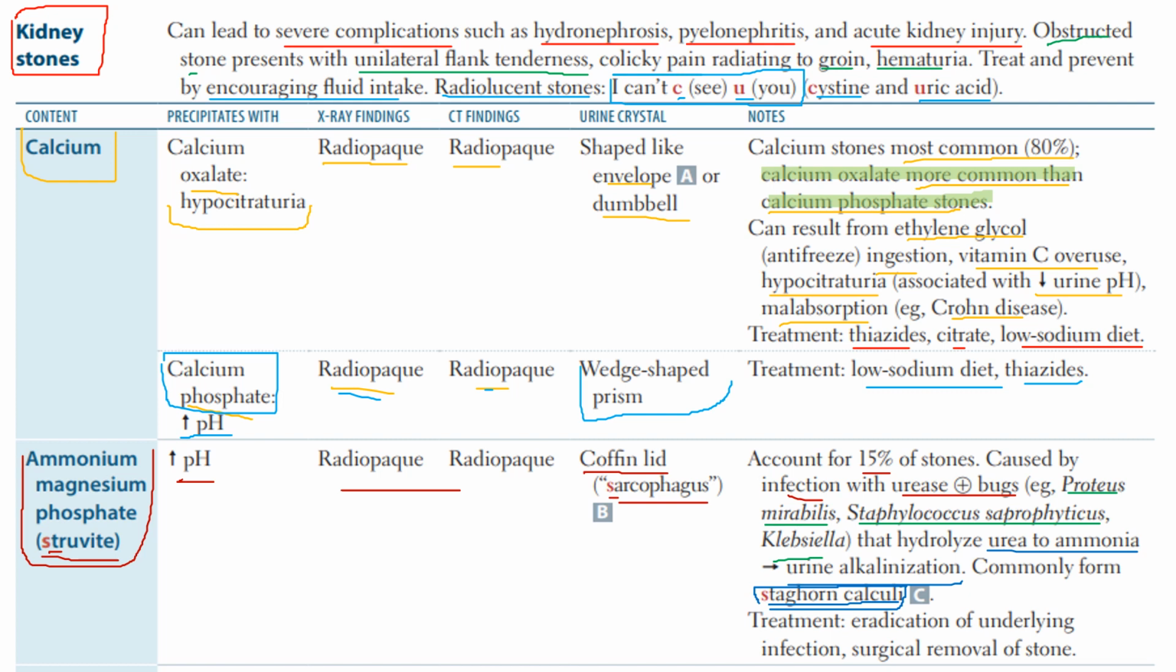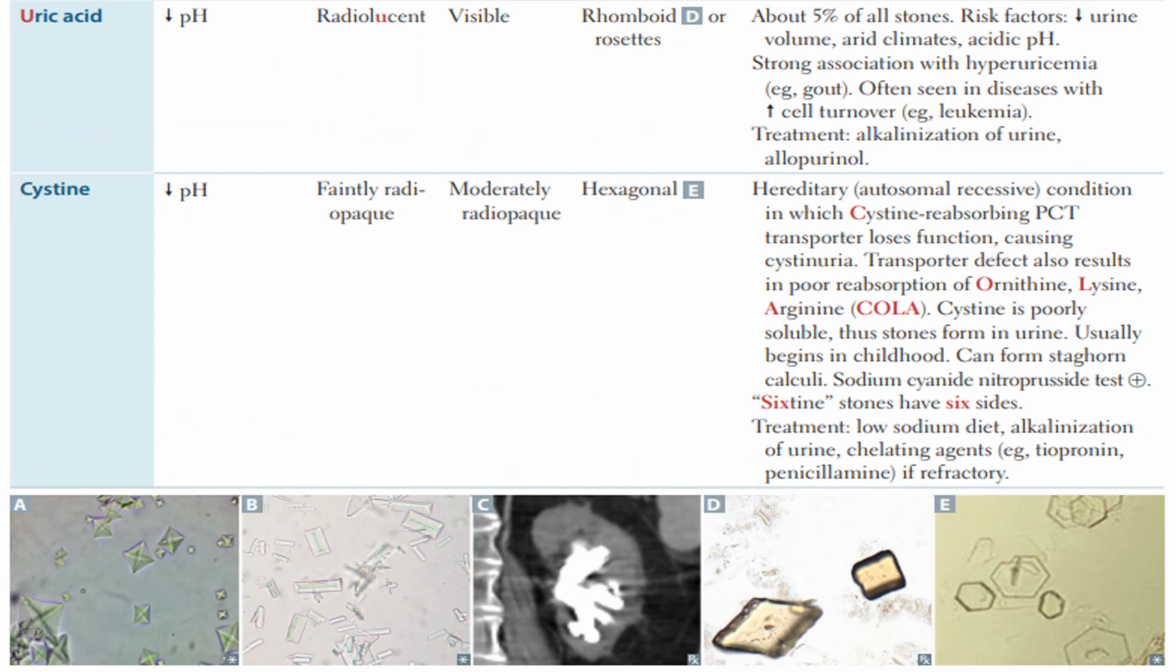Its treatment includes eradication of the underlying infection with antibiotics and surgical removal of the stone. In this image, we can see that the stones are like an envelope or dumbbell shape. So we can say that it is the calcium oxalate stone.